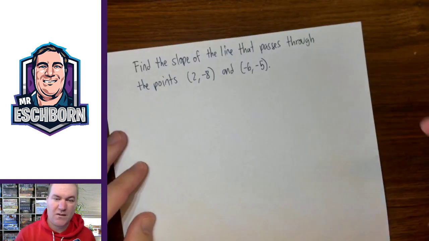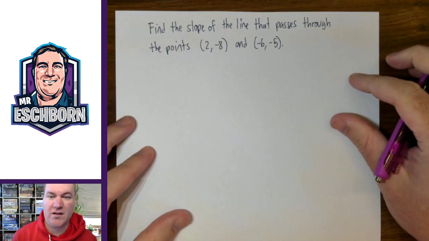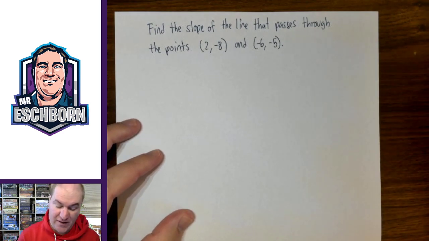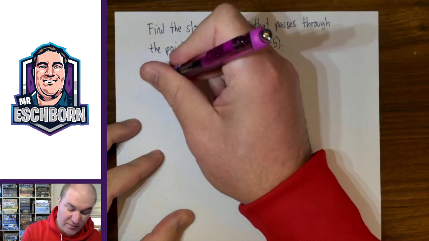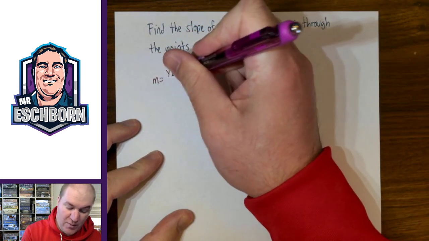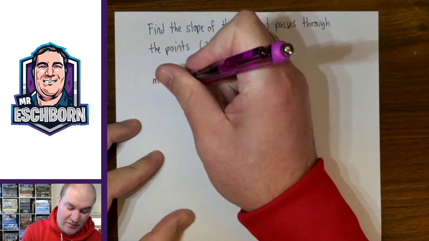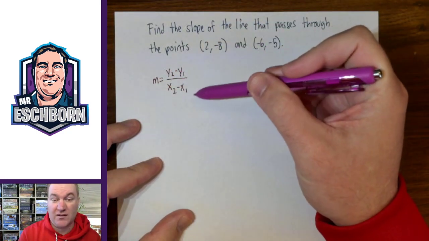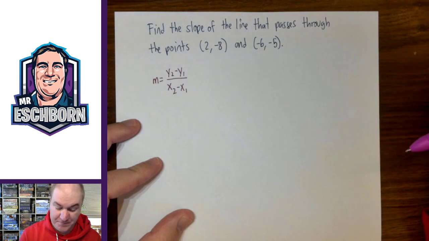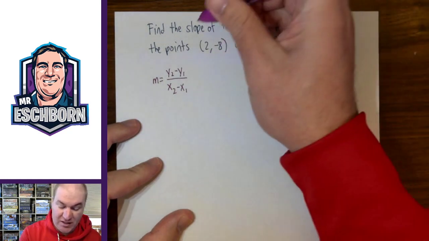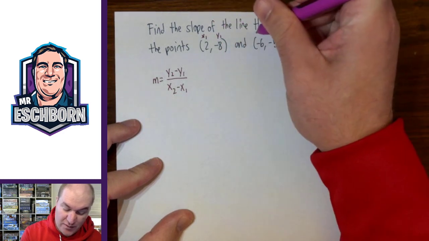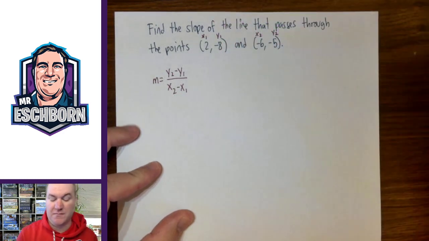All right, let's do one more. Same setup. Find the slope of the line that passes through the points (2, -8) and (-6, -5). So when I tackle these problems, the first thing I do is write the slope formula. And because I don't have a graph, I'm just going to go straight to writing the formula that has x2 and x1 and y2 and y1. And then to use this formula, I'm going to actually label everything here. So I'm going to say this is x1, and this is y1, and this is x2, and this is y2.